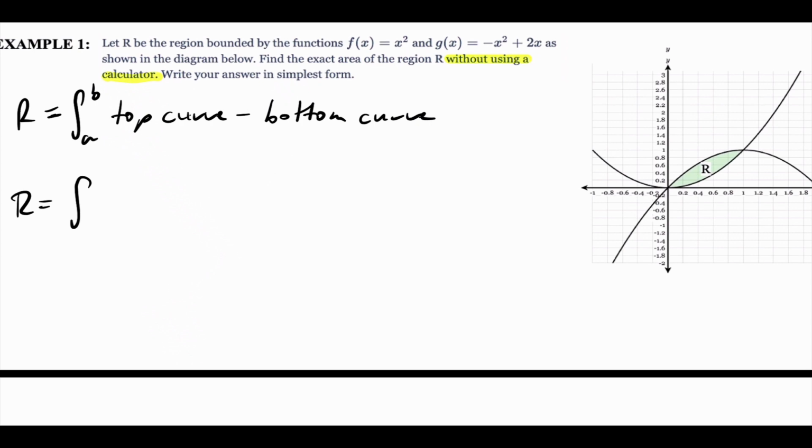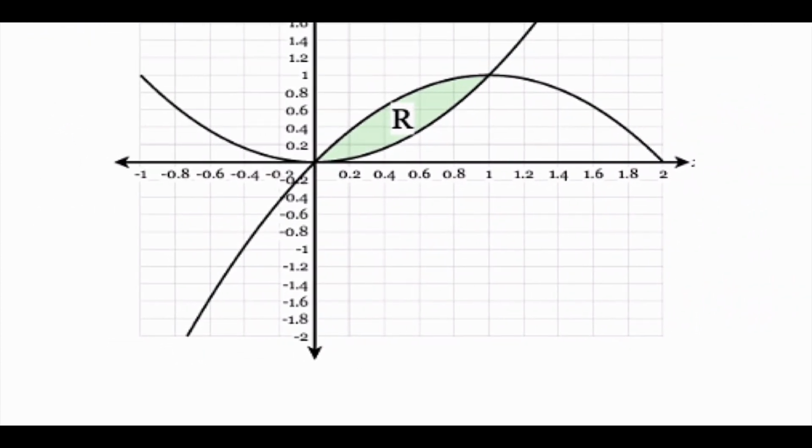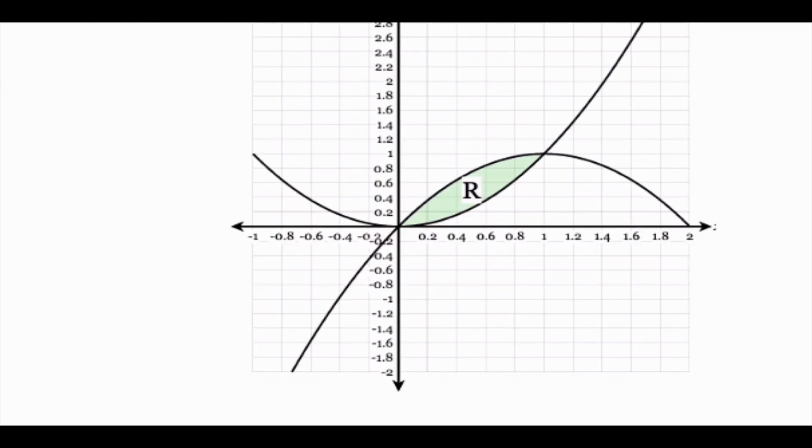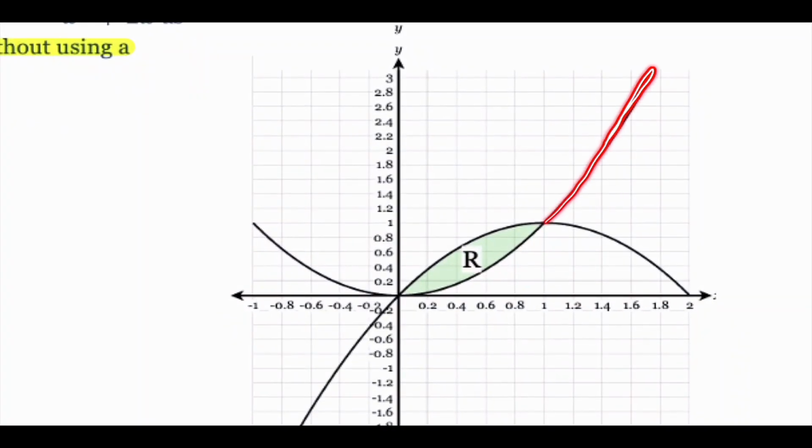First thing, let's start with the easy one. What's the top curve? So this is where a picture helps. Over here, this is the top. From negative infinity to like 0, this is the top. And from like, looks like 1 afterwards, this is the top.